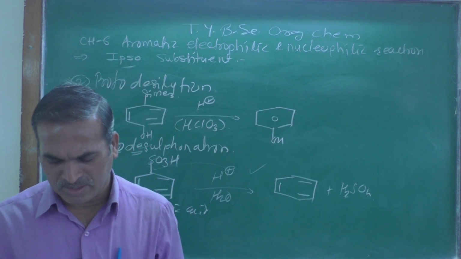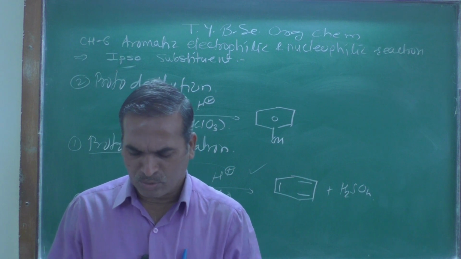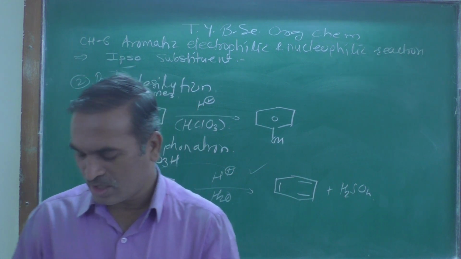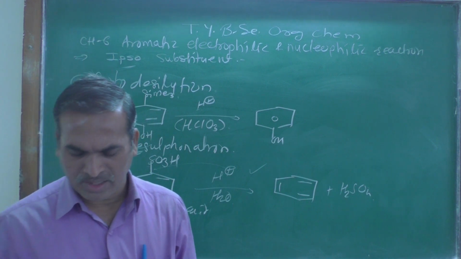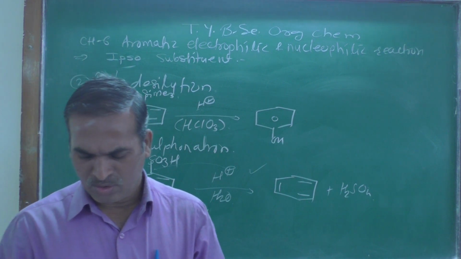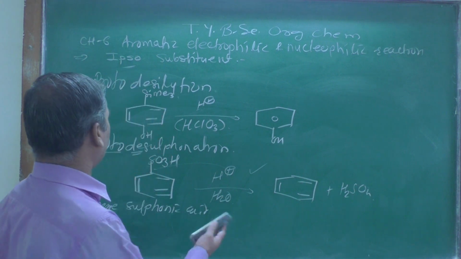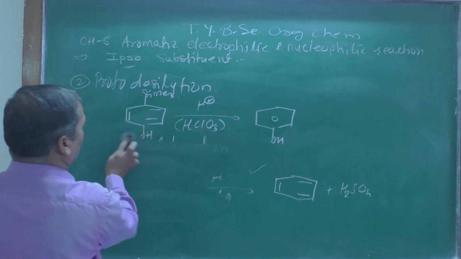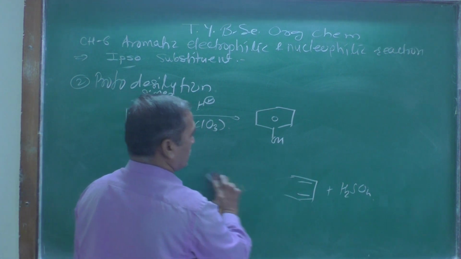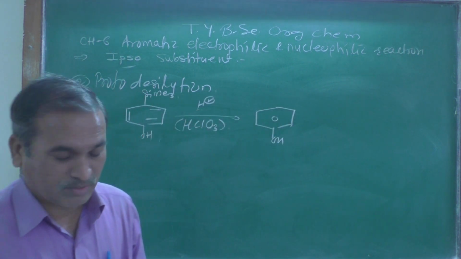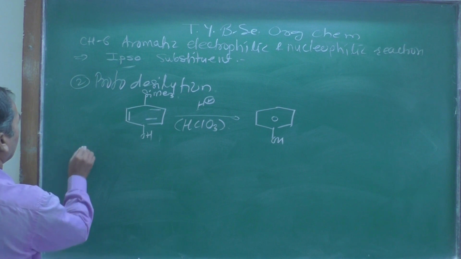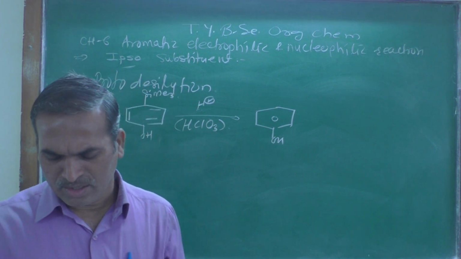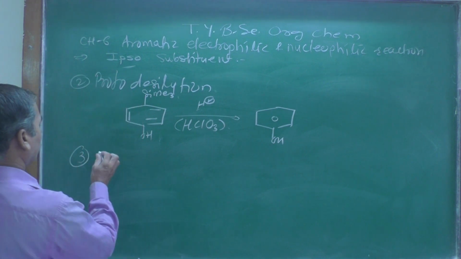So this type of reaction is known as proto-desilylation. After that there will be a nitro-dealkylation. Then the third reaction taking place over here, that is the third example, is known as nitro-dealkylation.